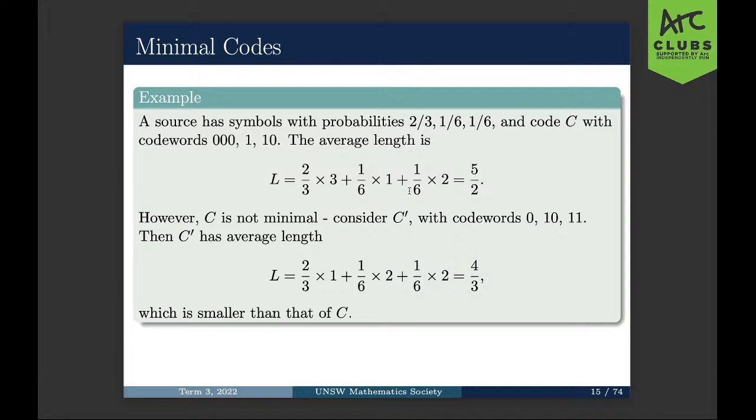The thing is, this code C is not minimal, because we can come up with another code that has a better average length. So consider another code with code words 0, 10, and 11. Then if you compute the average length, you get 4/3, which is less than 5/2. So clearly the first code is not a minimal one because there's already something that's better. Just to be clear, this C dash here might still not be the minimal code. It just shows that the first code is not minimal.